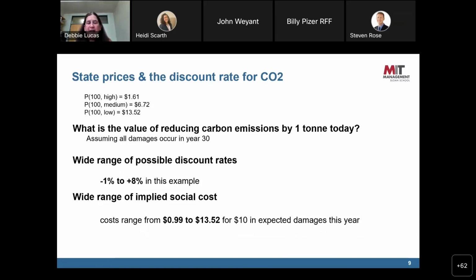And the 8% here is kind of reminiscent of the OMB number, though for quite a different reason than what Billy suggested. So this implies, unfortunately, a range of implied social costs of 99 cents to $13.50 for $10 in expected damages 30 years down the road. And that's a very unsatisfactory state of affairs if you're trying to convince people to take the social cost of carbon as a serious number for policy choices.